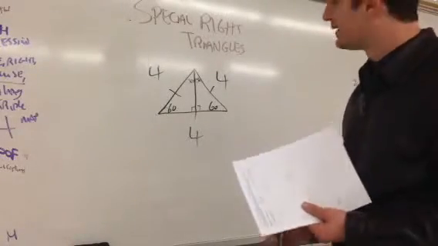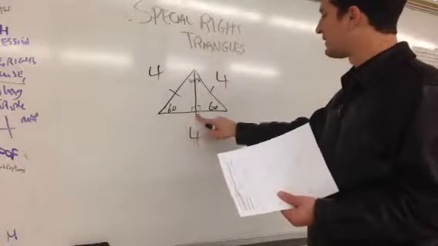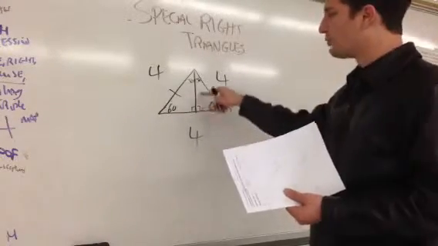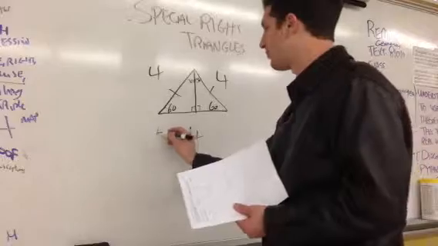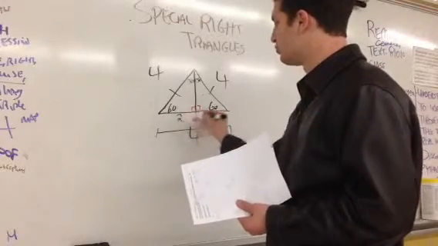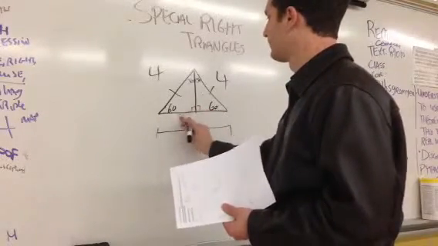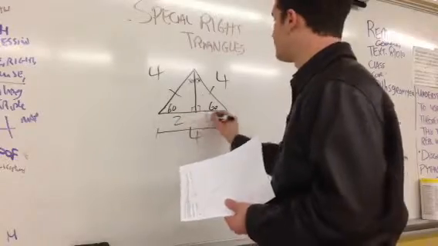So what? Well, this side length down here was 4, right? Well, it's being cut in half. The whole thing is 4. This part is 2. Let me write this a bit bigger. This part is 2, and this part is 2.